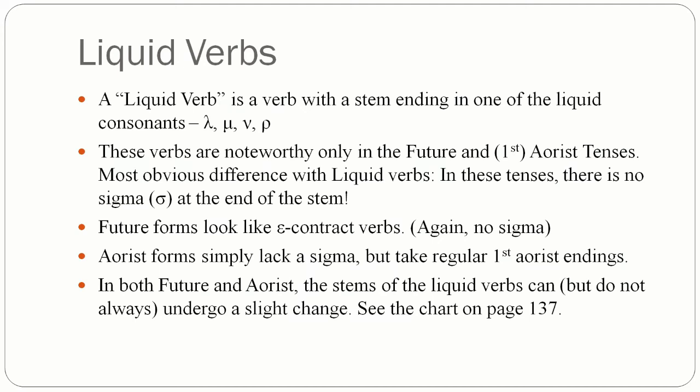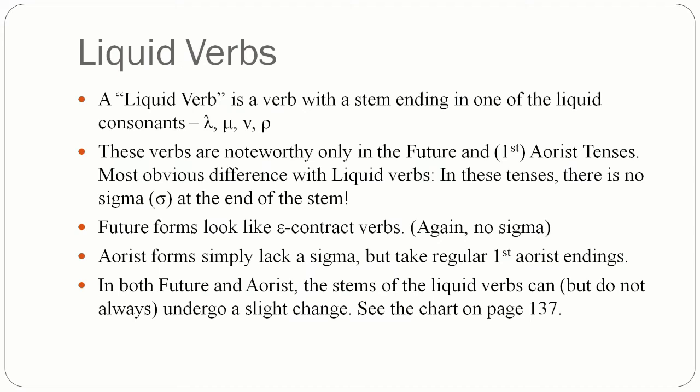So what is the difference? In the future form, you do not get a sigma, but the future forms of liquid verbs look exactly like present tense epsilon contract verbs. Again, there is no sigma in the future, but the future forms of the liquid verbs will look exactly like epsilon contracts. Then in the aorist forms, they will also lack a sigma, but they take standard, regular first aorist endings.